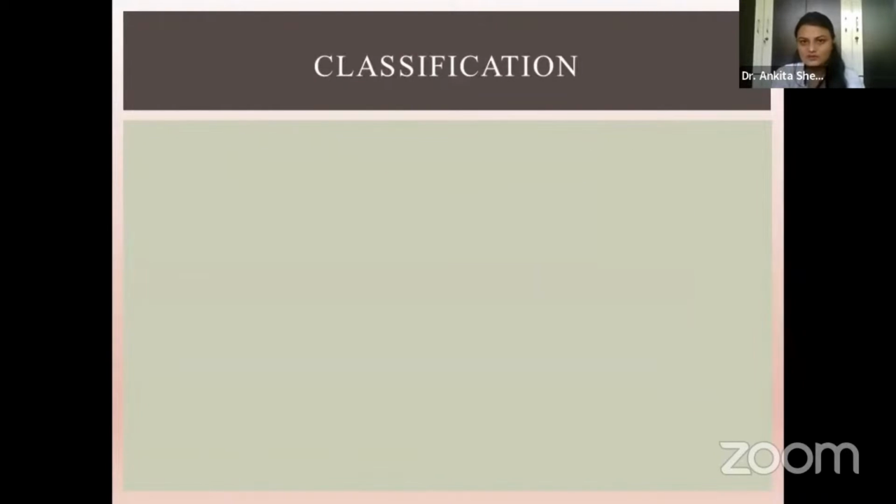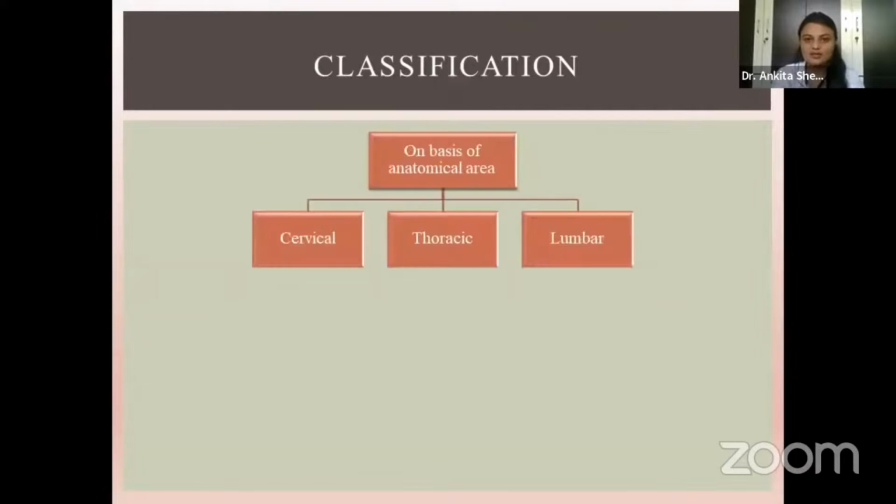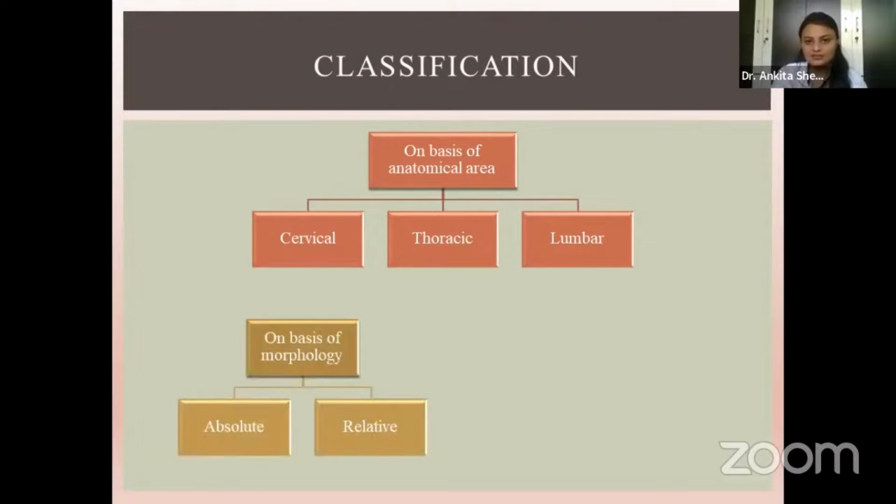So the classification of spinal stenosis goes as, on the basis of anatomical area, it is divided into cervical, thoracic, and lumbar. Lumbar stenosis being the most common, and especially at the lower lumbar level, as all the body weight and greater loads are placed on the lumbar spine. Moving forward, the next classification is on the basis of morphology. So according to morphology, spinal stenosis is classified into absolute and relative stenosis.